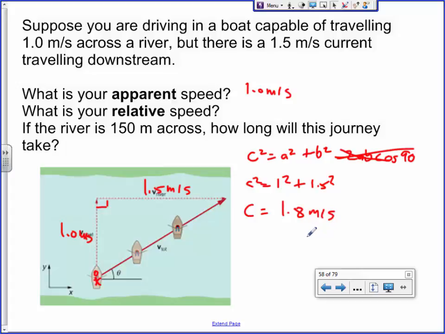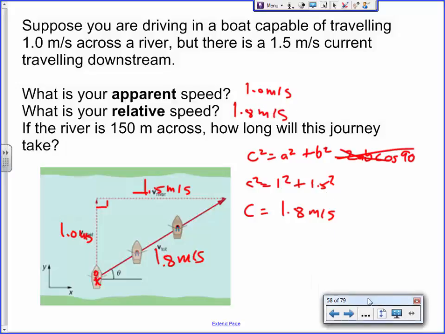So again, this is like the Earth example. We don't think we're moving all that fast. But if we change our frame of reference to being off planet, we're actually traveling quite fast. It's the same sort of thing right here. In the boat, you think you're traveling 1 meter per second, because that's what the speedometer on the boat would read. But the water is pushing you downstream at 1.5 meters per second. So you're actually traveling 1.8 meters per second along a hypotenuse. That makes sense? So this is the actual speed you're traveling. We use the term relative speed.